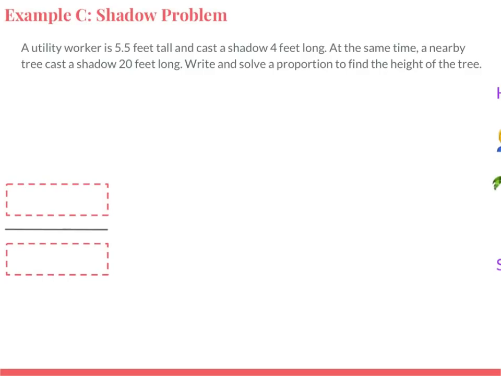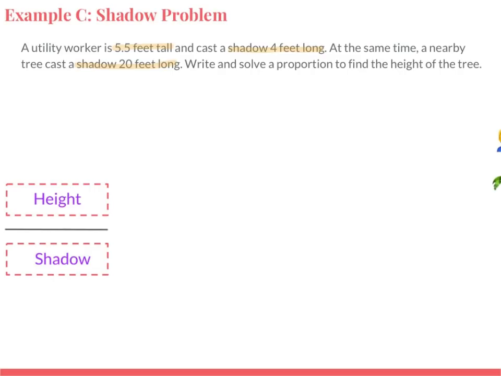Let's go through our problem first and find our important information. Knowing our utility worker is 5.5 feet tall and casts a shadow 4 feet long is important information. We also need to know that the tree cast a shadow 20 feet long. Now that we have multiple pieces of information, let's set up our proportion. And remember, a proportion is just comparing two things. In this case, we're going to be comparing the height of how tall something is to the shadow's length. So the height versus the shadow: how tall the person or the tree is versus how long the shadow is.